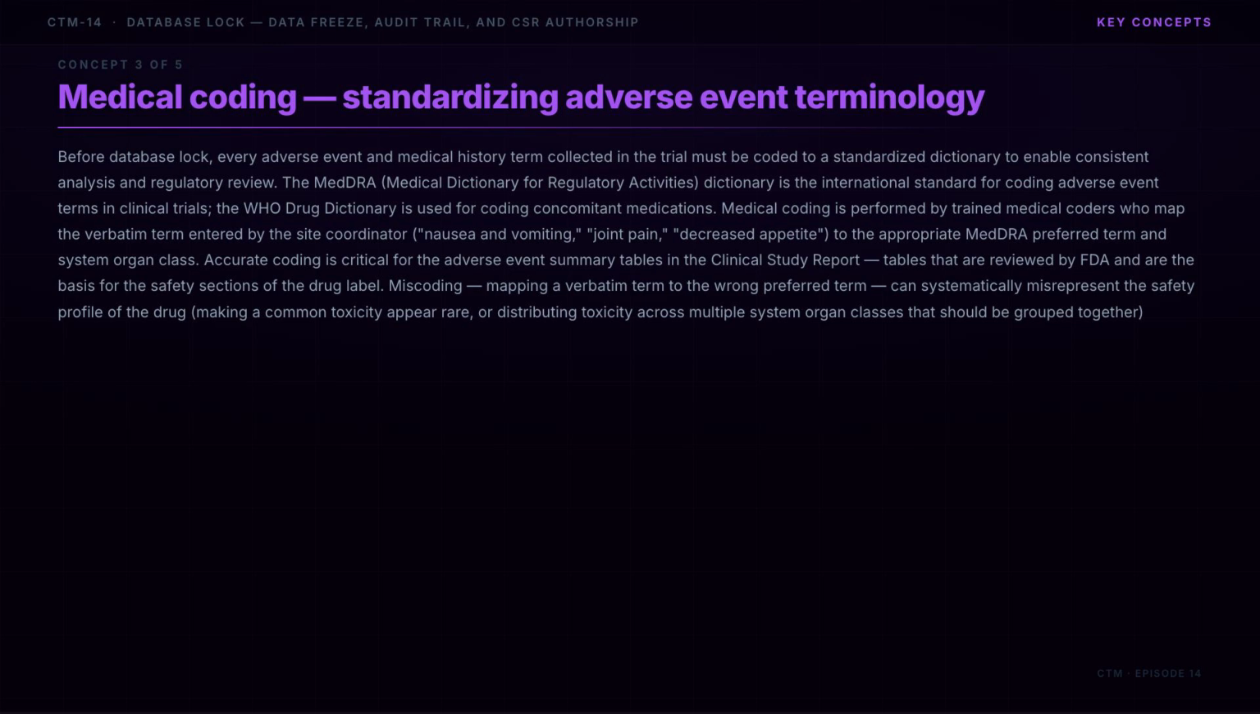Medical coding is performed by trained medical coders who map the verbatim term entered by the site coordinator, nausea and vomiting, joint pain, decreased appetite, to the appropriate MedDRA preferred term and system organ class. Accurate coding is critical for the adverse event summary tables in the clinical study report, tables that are reviewed by FDA and are the basis for the safety sections of the drug label. Miscoding, mapping a verbatim term to the wrong preferred term, can systematically misrepresent the safety profile of the drug, making a common toxicity appear rare or distributing toxicity across multiple system organ classes that should be grouped together.